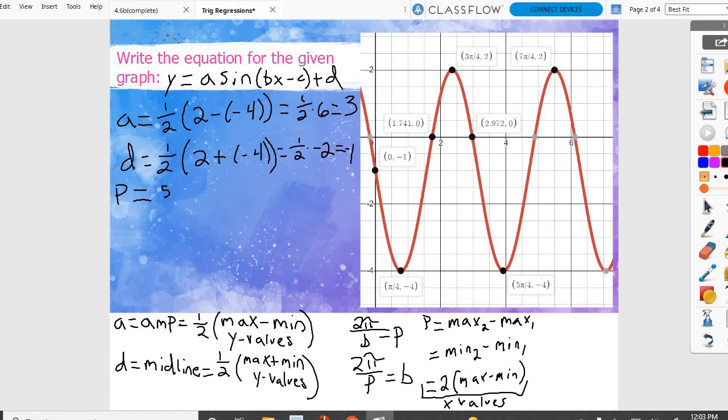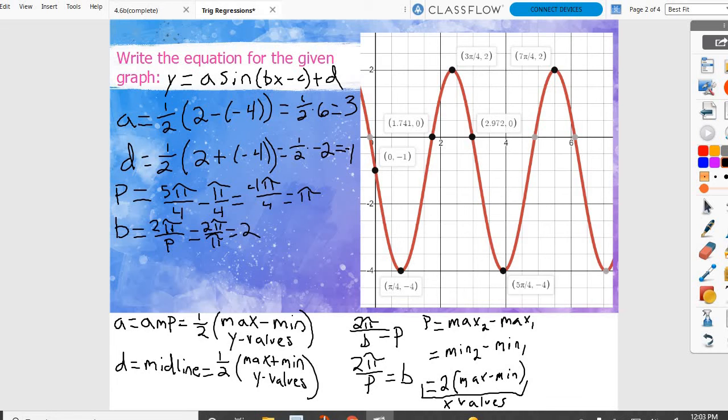So again, we're talking about x values. So I'm using my 5 pi over 4. I'm subtracting my first x value. So that would be pi over 4. So what do we get? 4 pi over 4, which is also pi. So is my b value pi? No, why not? What does b equal? 2 pi over p. So 2 pi over pi gives us 2.